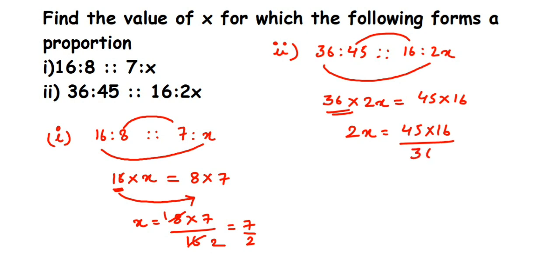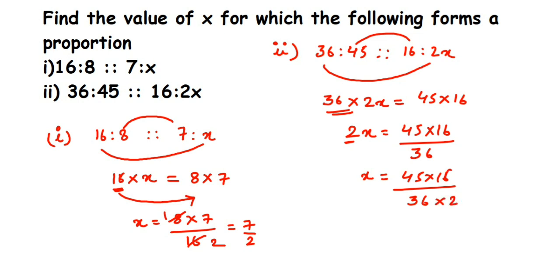Right, now again we have a 2 here. 2 is again in multiplication with x, so we have to transpose 2. You can do this in a single step. You can transpose 36 and 2 at a time in this step, or you can do it separately. So I'm going to transpose 2 now. So this will be 45 multiplied by 16 divided by 36. So 2 is going to come in the denominator. It will get multiplied with 36. So 36 multiplied by 2.